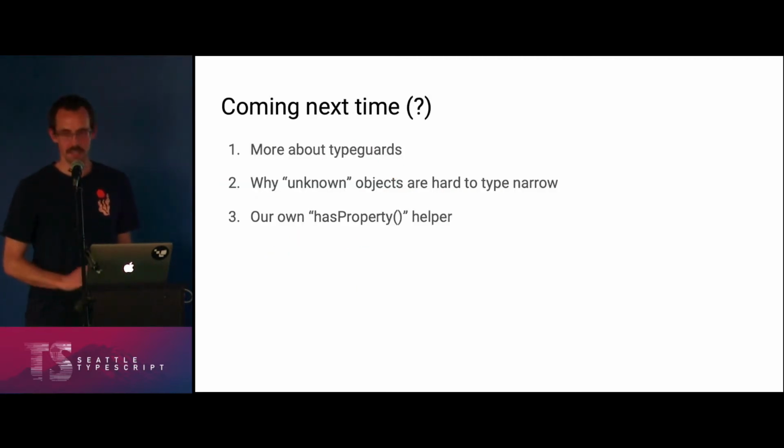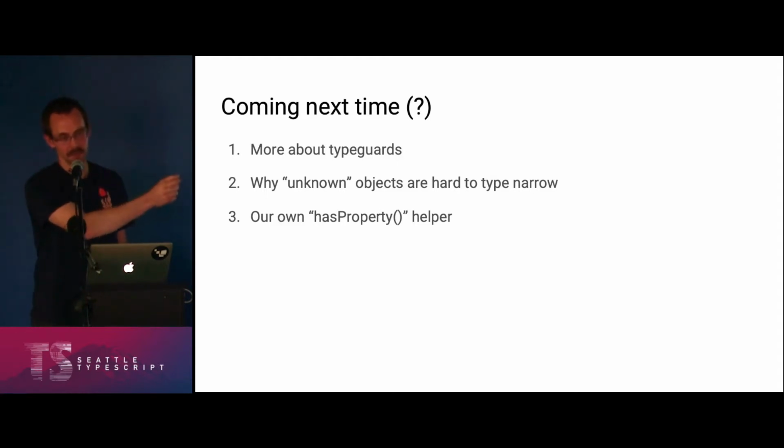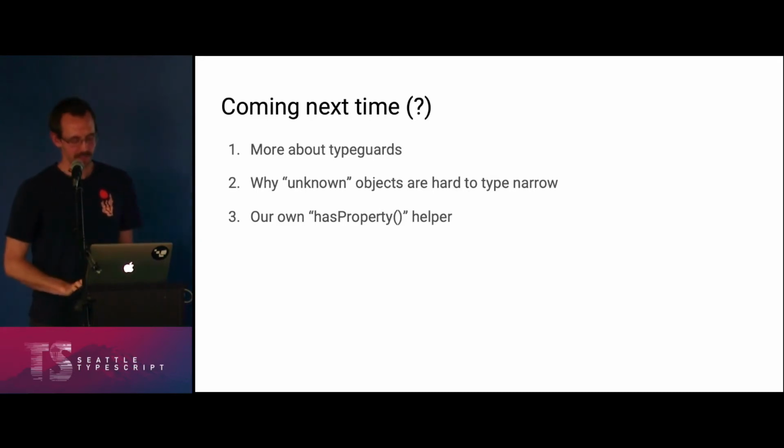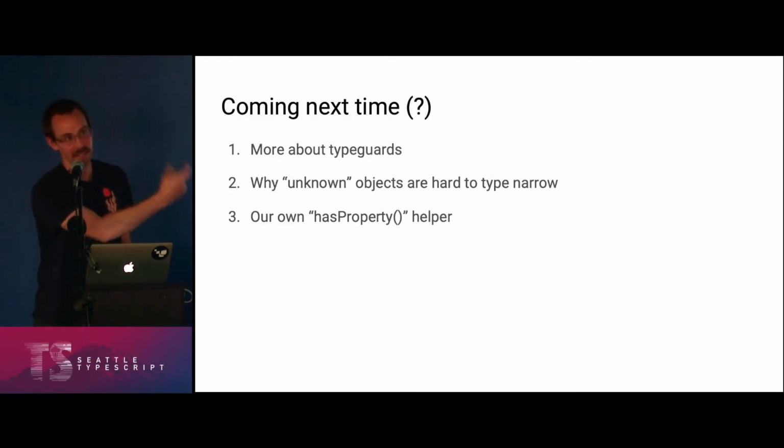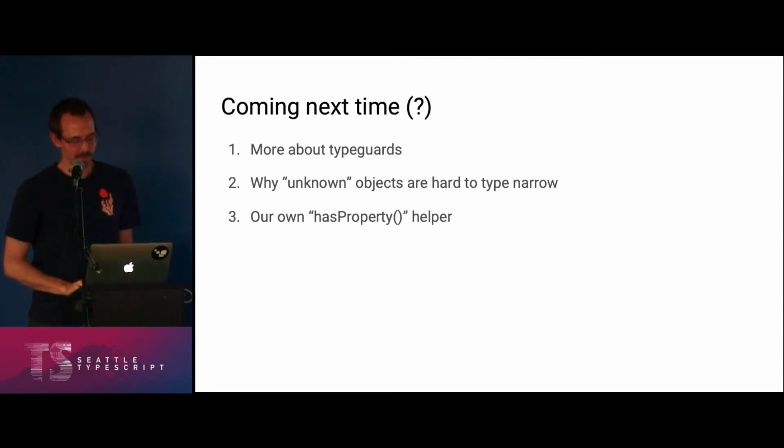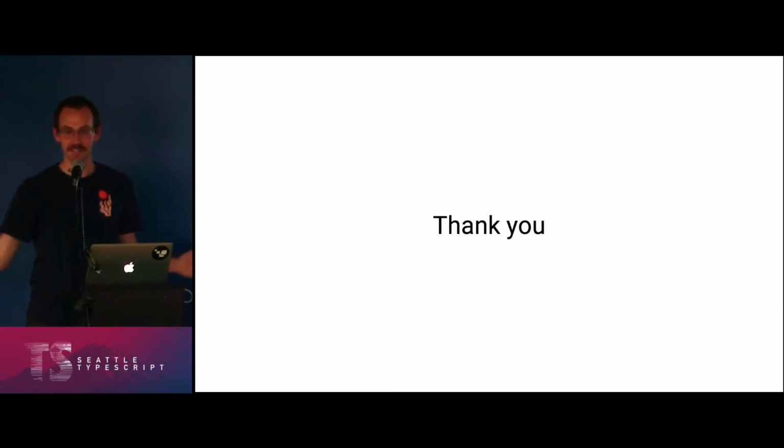And so we have actually built our own hasProperty helper. It's a really small little function, and it lets you pass in an unknown value and then the name of a property, and it will type narrow that to an object with that property. You can also pass in a typeguard, and it will give you back an object with that property and the type of the property declared. But I want to go into that later, and also we have not open sourced it yet. So it's still locked away in our code base somewhere. And that's all I have for now.